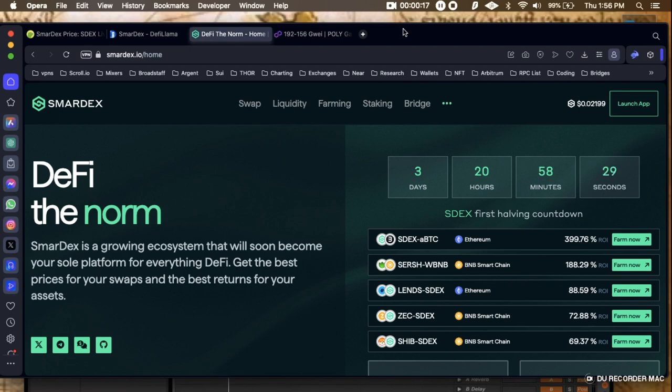Today we'll be going over a protocol that I've been using lately known as SmarDEX.